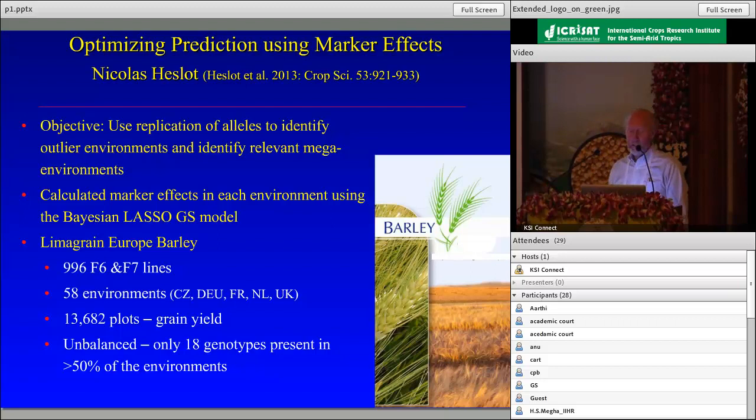In this one, he wanted to use allele effects to identify outlier environments and identify relevant mega environments. And he used a Bayesian lasso, a common GS model. There were 1,000 barley lines, 58 environments, and it was an unbalanced data set with only about 18 genotypes present in more than half of the environments. So this is a typical breeding data set.